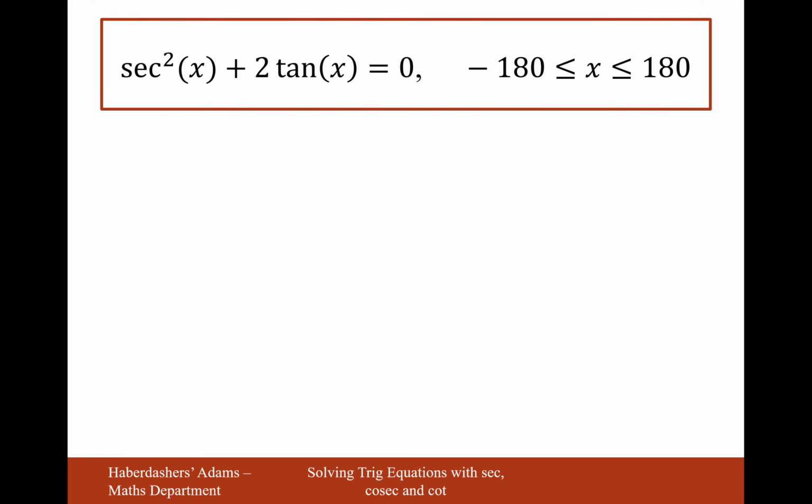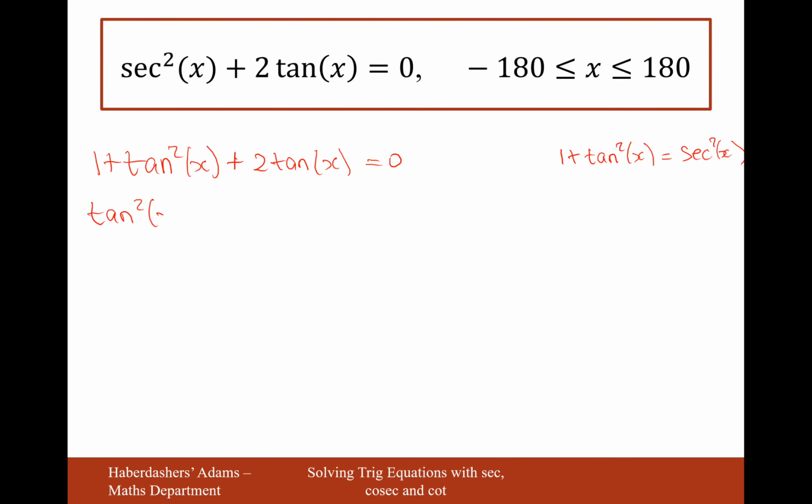And in this one, it's again one where we have to turn the sec squared into a tan. So I remember it's 1 plus tan squared equals sec squared. So to turn the sec squared, it's going to become 1 plus tan squared. So it'd be 1 plus tan squared x plus 2 tan x equals 0. I'm just going to write this in a different order to make it look more like a quadratic.